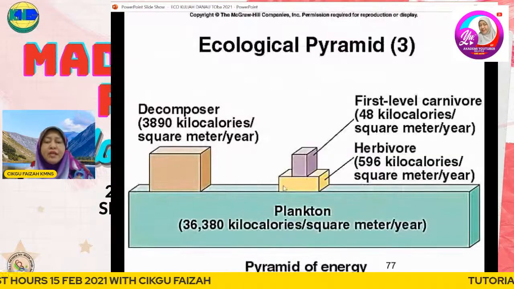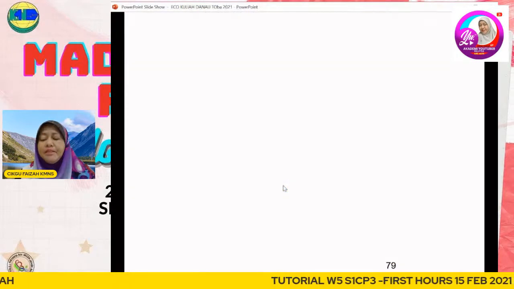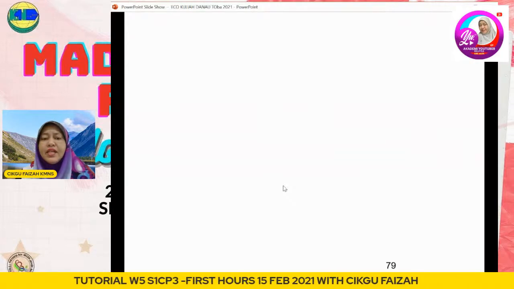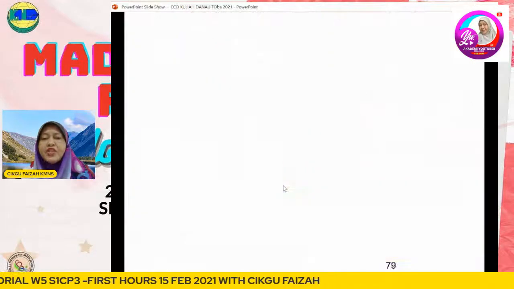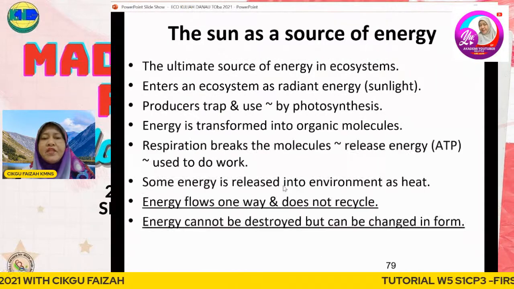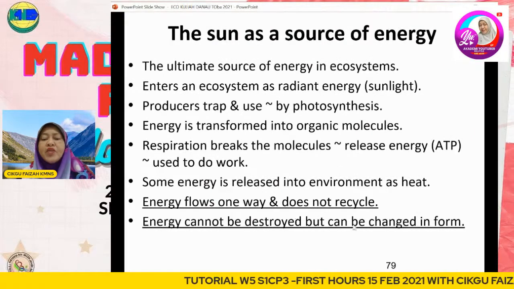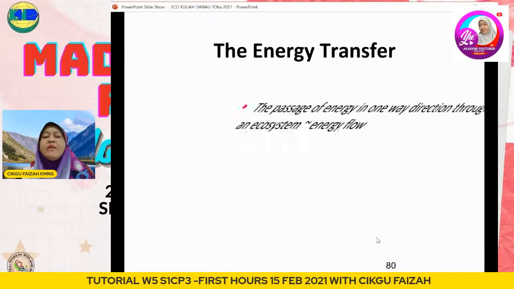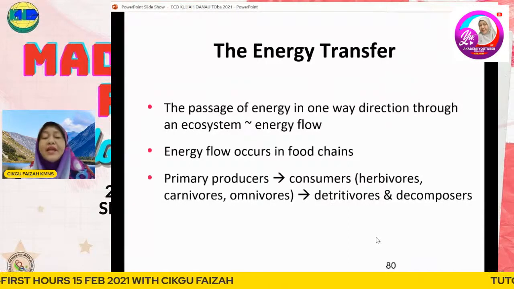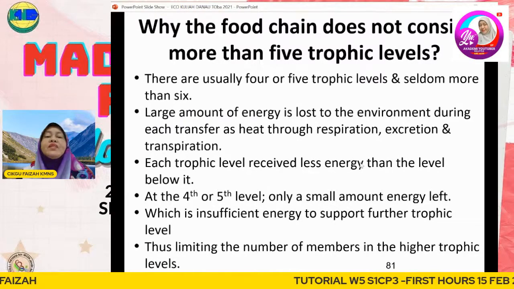Okay, we are almost at time now. Last but not least, the third ecological pyramid is the energy pyramid, class, the pyramid of energy. So the pyramid of energy is actually never inverted, class; it is one way. Energy flows one way and does not recycle. And where do we get energy from, class? We get our energy from the sun. Right? So it will never be reversible. It will never turn back.